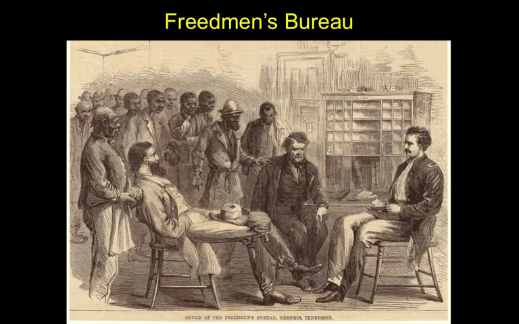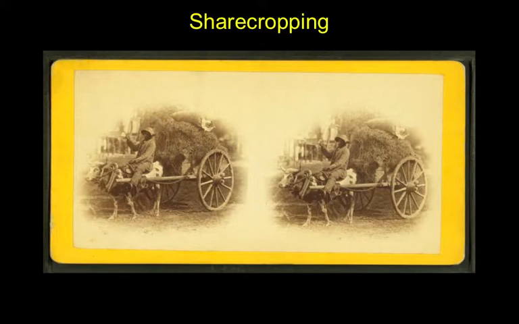Despite nominal Freedmen's Bureau support, these sharecroppers were often exploited by the owners of the land which they rented. They were called sharecroppers because they paid the landowner through delivery of a portion of the crop at season's end.